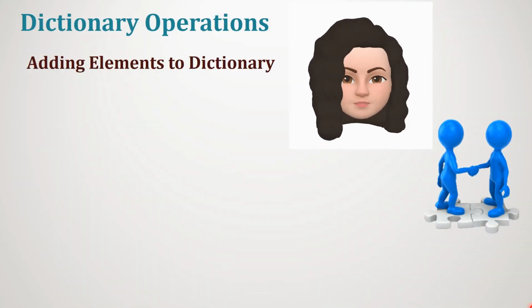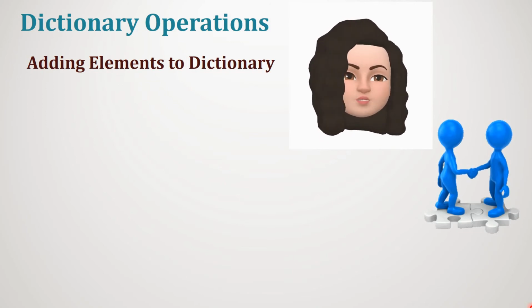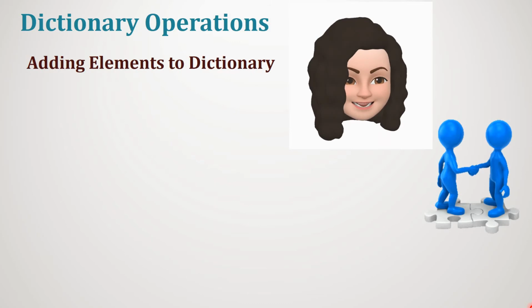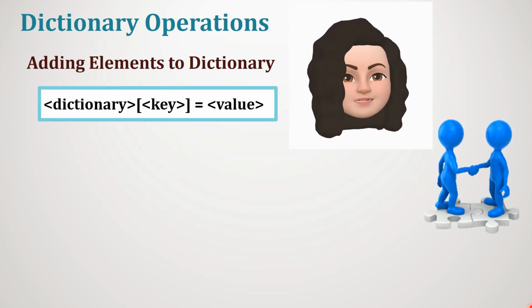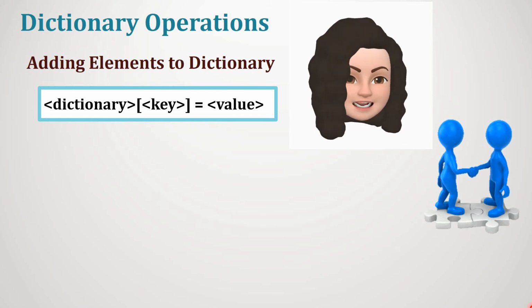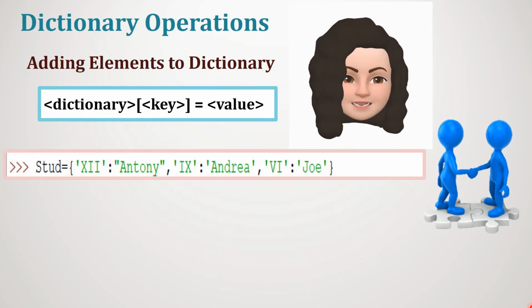Adding elements to a dictionary means adding a new key value pair to a dictionary. You have to use the syntax: name of the dictionary, within square brackets specify the new key which has to be inserted, equal to the new value. So look at this example. STUD is the name of the dictionary where there are 3 pairs: 12 colon Anthony, 9 colon Andrea, 6 colon Joe.